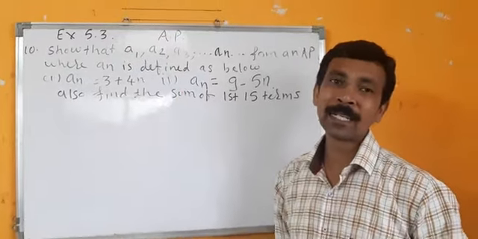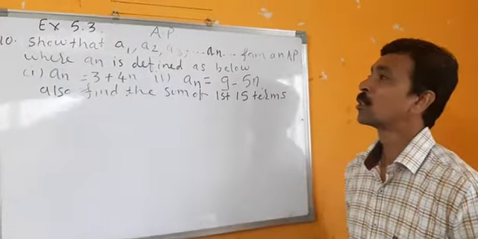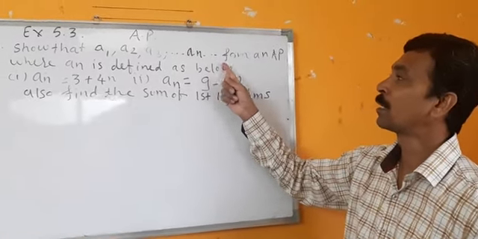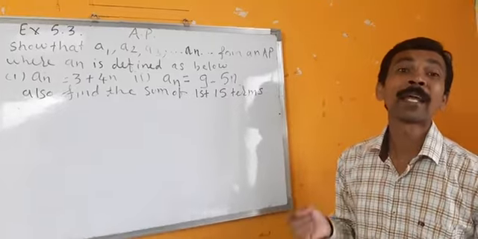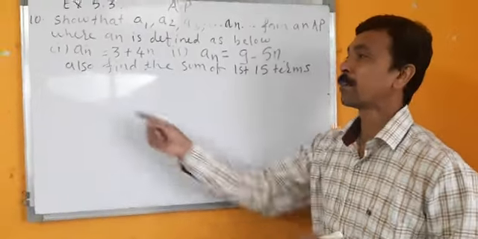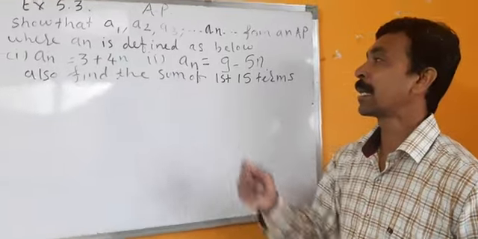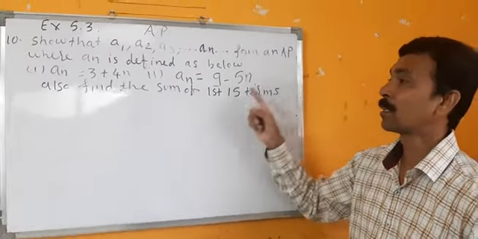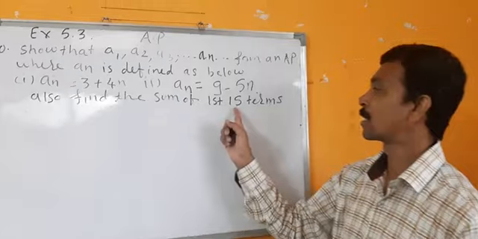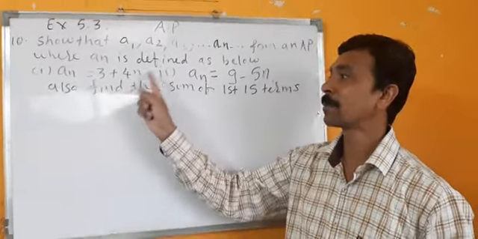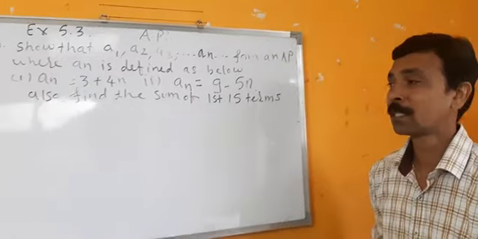Okay, exercise 5.3, 10th sum. Show that A1, A2, A3, ..., AN form an AP where AN is defined as below. First is AN equal to 3 plus 4N. Second is AN equal to 9 minus 5N. Also find the sum of first 15 terms in each case. In each case means in bit 1 and bit 2.